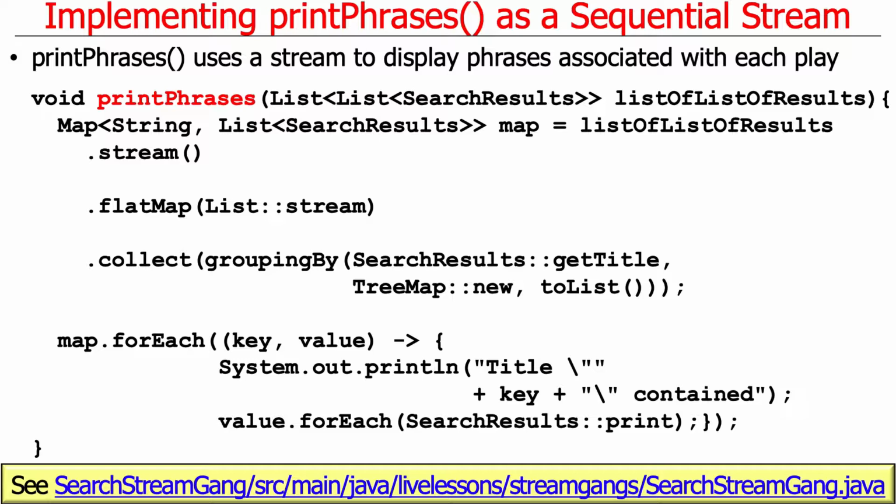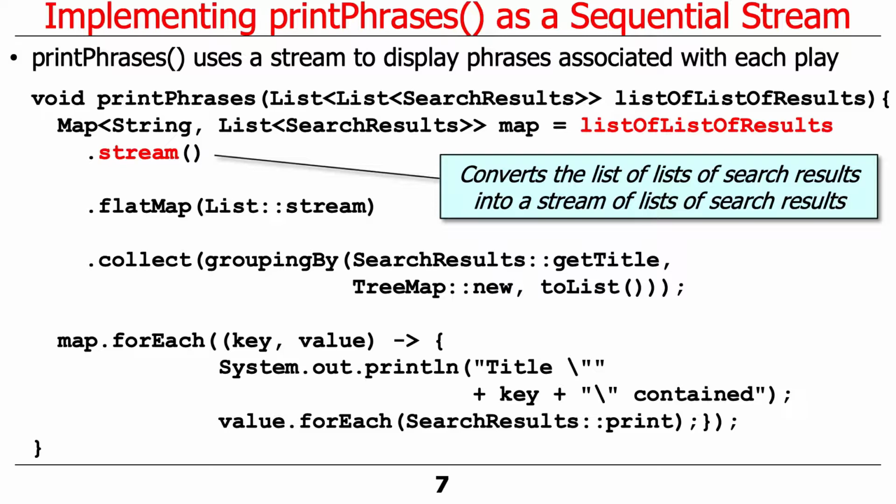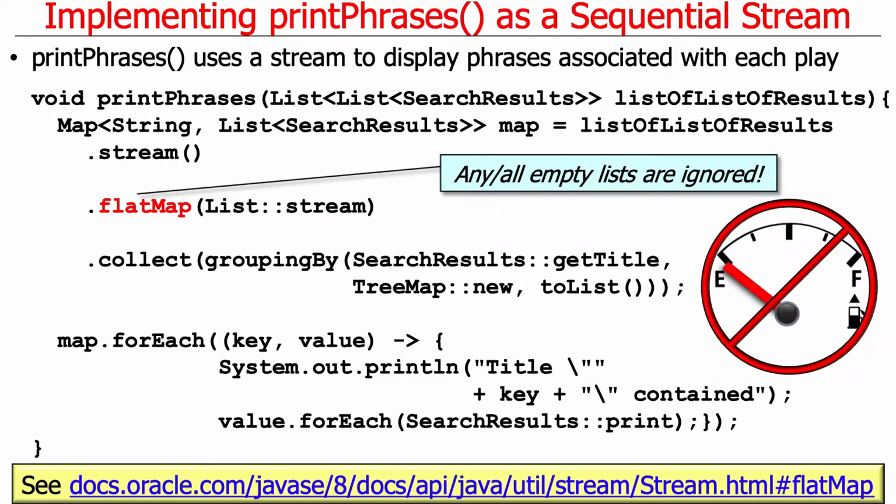So here's print phrases. You can see that print phrases is going to take a list of search results, which is obtained from the process stream method. We will then take the list of search results, convert that into a stream of lists of search results. We then pipe that through flat map, and that will flatten the stream of lists of search results into a stream of non-empty search results. So that's what flat map does. And there's a couple interesting things about flat map.